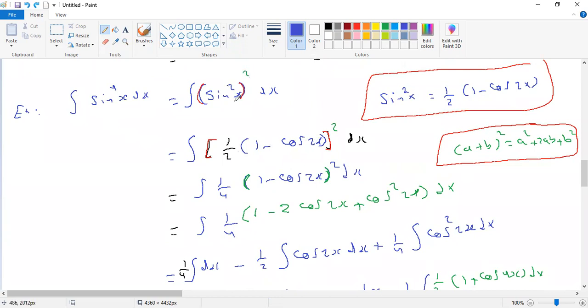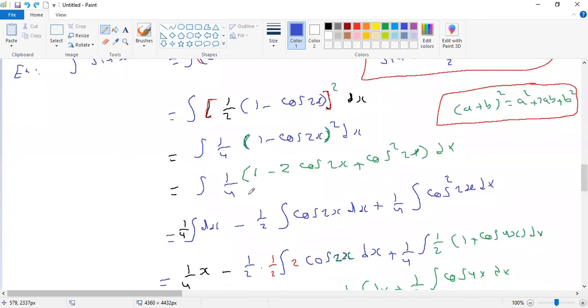See the green one, this is only sine squared. This one has power 2, so I have 1 over 2 squared, 1 over 4, times 1 minus cosine 2x squared. First, 1 squared is 1. Then 1 times cosine times 2 gives minus 2 cosine 2x. Plus the second one squared, cosine squared 2x. Why? Because a plus b squared is first squared, plus 2ab, plus b squared.